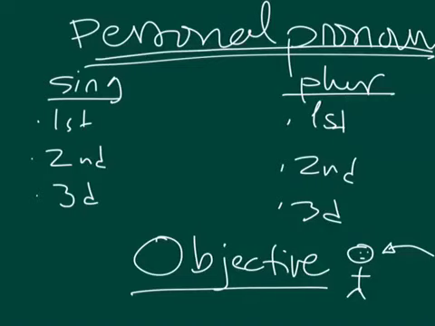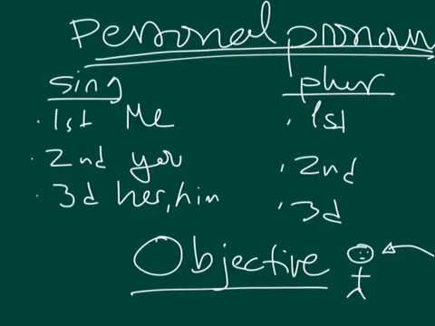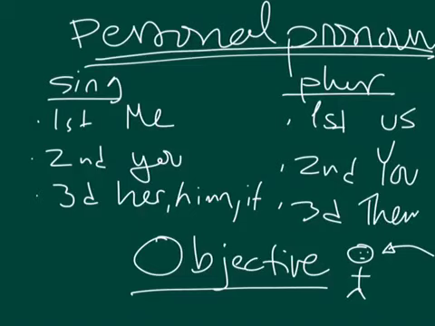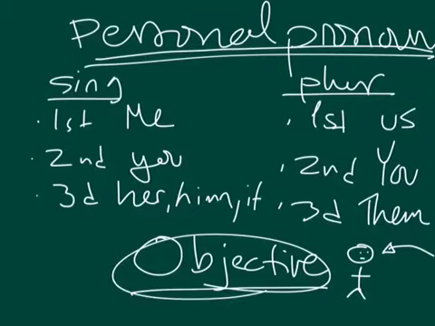So then, of course, first position would be: people from the outside are looking at me. People from the outside are looking at you. People from the outside are looking at her, him, it. People from the outside are looking at us. People from the outside are looking at you, and people outside are looking at them. That's objective form.